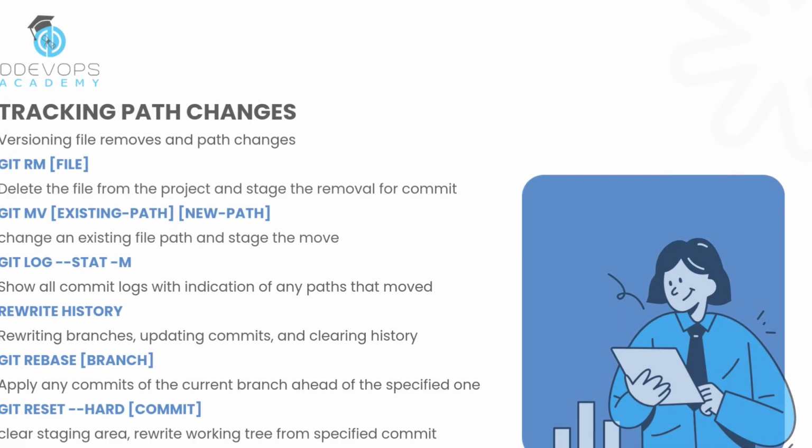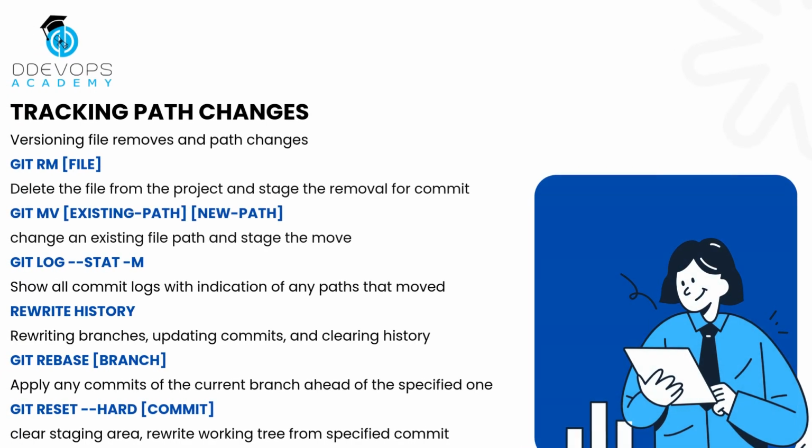In Git, tracking path changes is essential for managing file movements and deletions. Use git rm file to remove a file and stage that change. To rename or move a file, use git mv old-path new-path. For a detailed view of path changes, git log --stat -M shows commit logs with movement indicators.